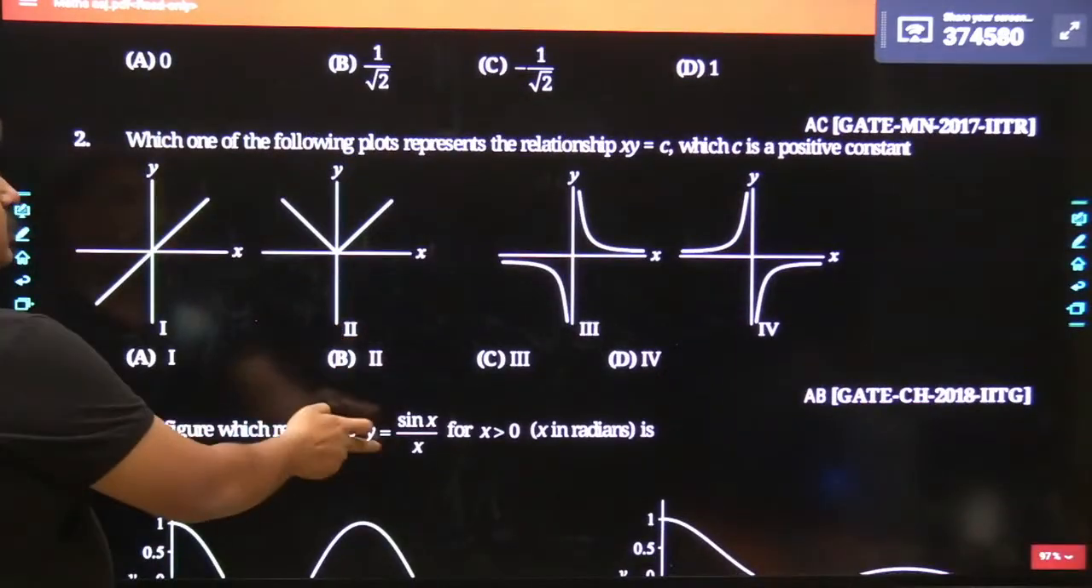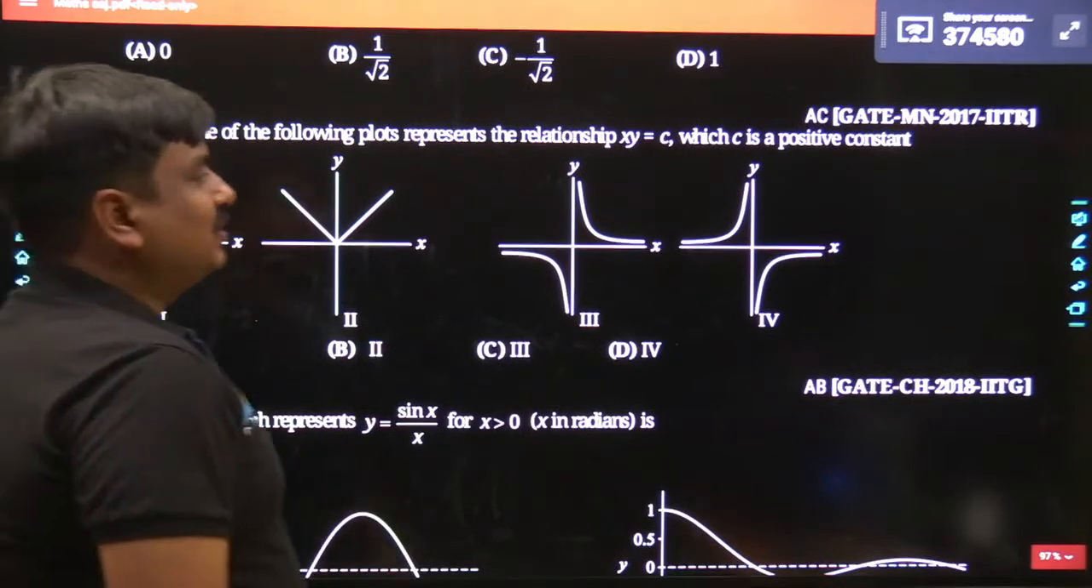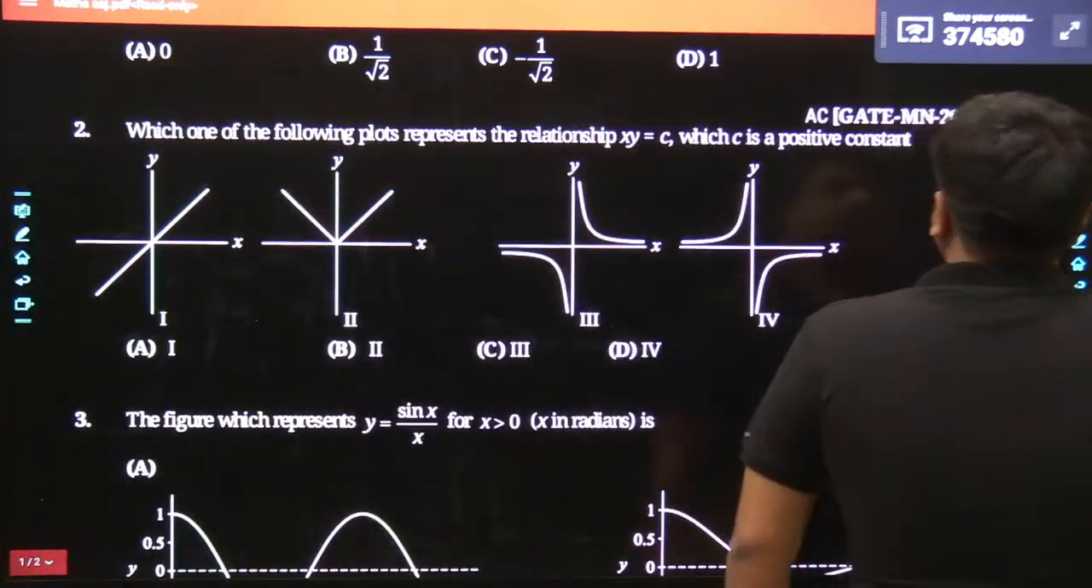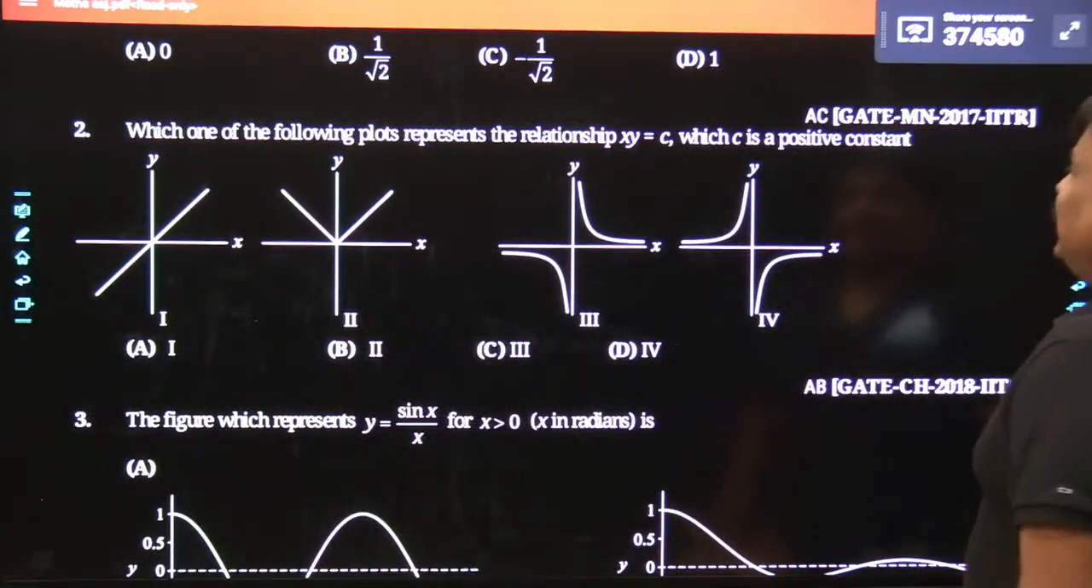Here goes the next question. That has been the second question. The problem has appeared in GATE Mining Engineering, year 2017, and the problem was framed by IIT Roorkee.